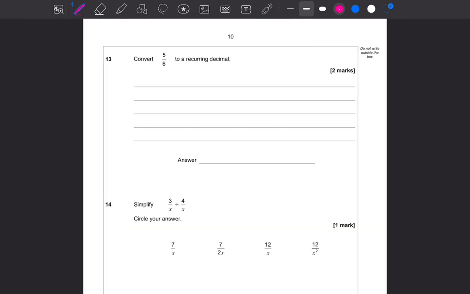Convert 5 over 6 to a recurring decimal. I know this is just 0.83333, all recurring. But what we can do instead is think about doing 5 divided by 6 and use the bus stop method. So we'll have 6 on the outside, 5 on the inside, but with lots of zeros.